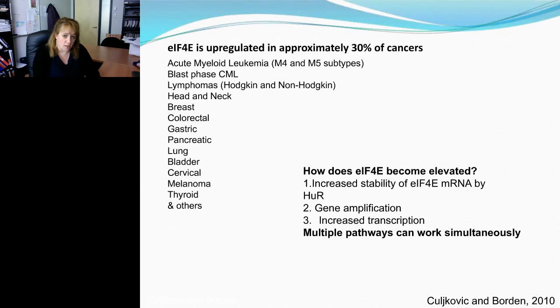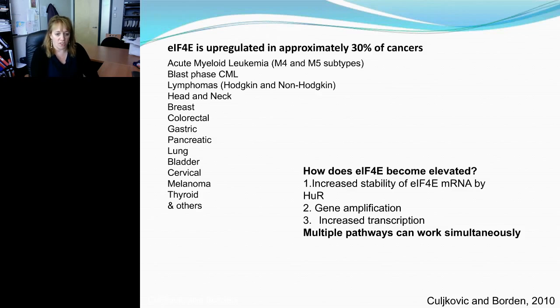EIF4E is elevated in approximately 30% of human cancers. These include acute myeloid leukemia, blast crisis, chronic myelogenous leukemias, as well as a broad array of other types of leukemias. Note that some cancers have a very high penetrance of high 4E, such as head and neck cancer, where 98% of head and neck cancers have elevated 4E, whereas in other cancers like breast cancer, it's a fraction in specific subtypes that have elevated 4E.